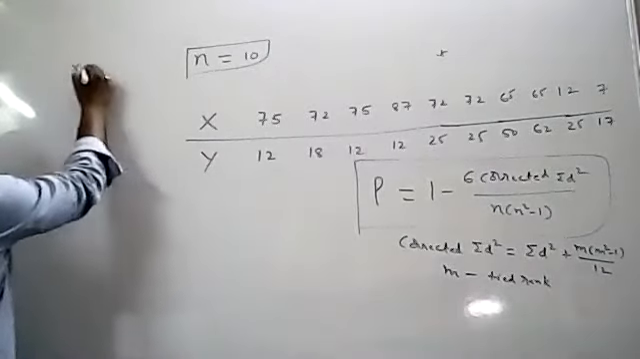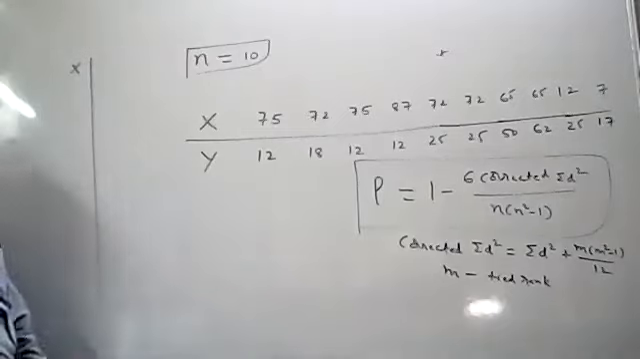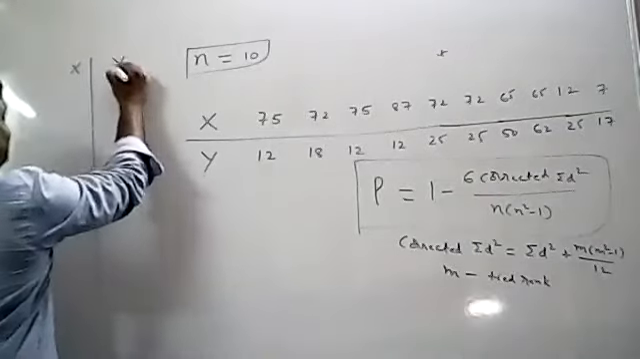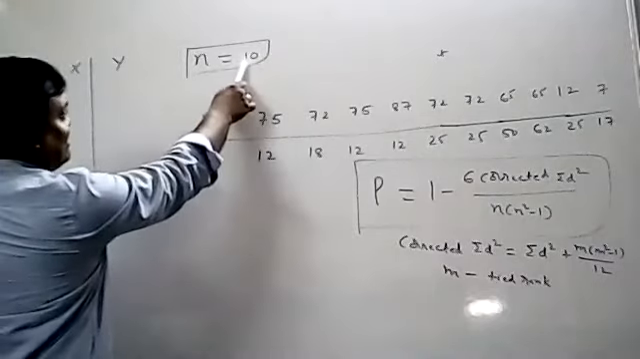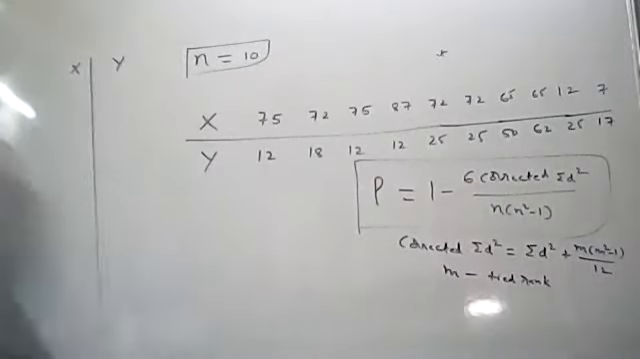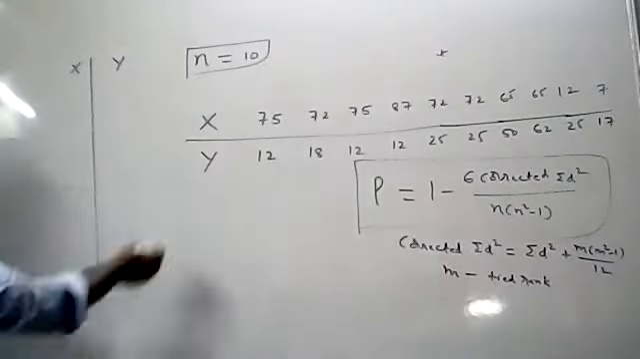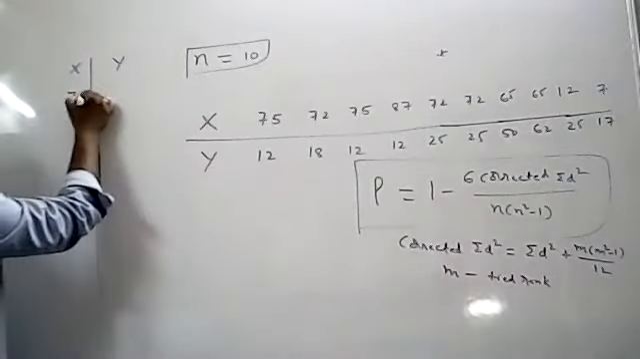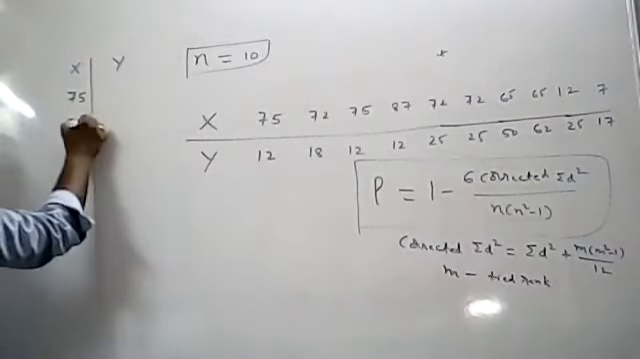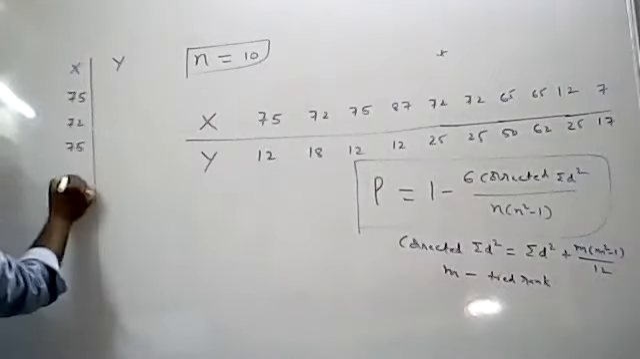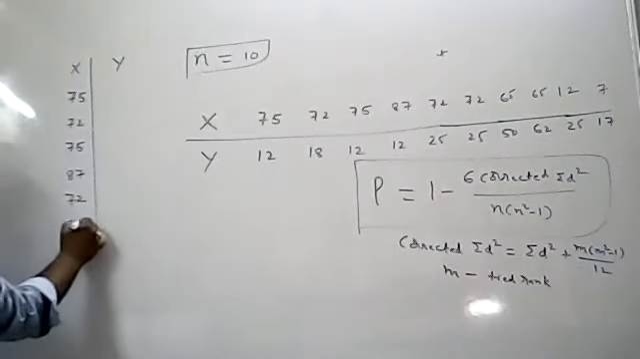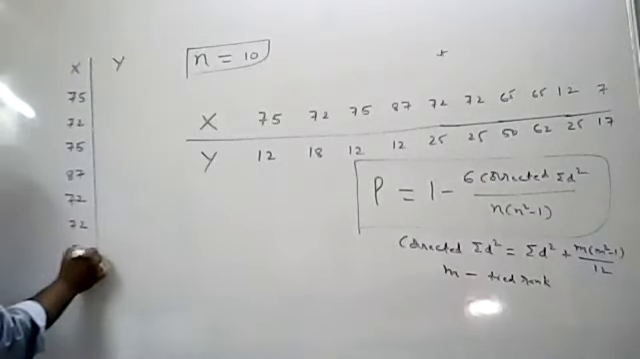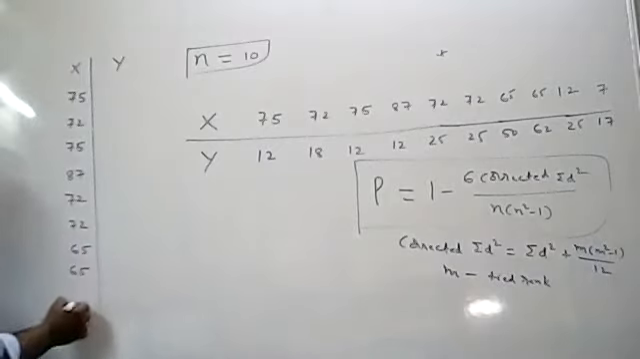So for the calculation, you are given x values and y values. Just copy the x values and y values as they are. First you write given that n equal to 10. After that, draw this table of x values and y values. What are the x values? 75, 72, 75, 87, 72, again 72, 65, again 65, 12, and the last value is 7.